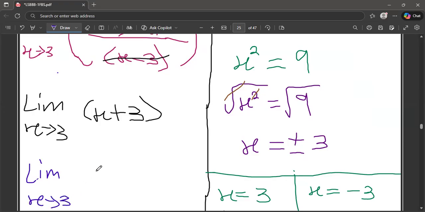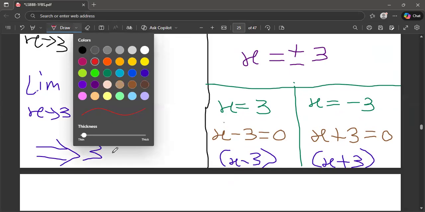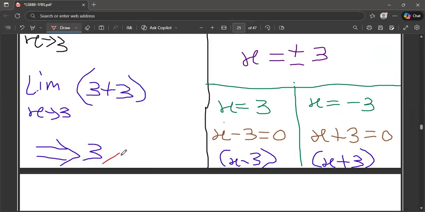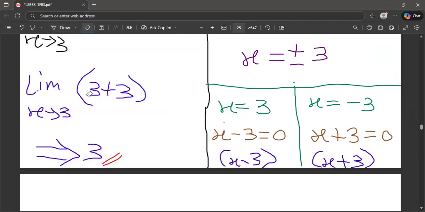Limit as x approaches 3 of x plus 3 is going to give us 3 plus 3. What is the answer going to be? 6. Thank you very much. So finally, you see that our answer is equal to 6, and this is our recommended answer for the day. It's 3 or 6? It's 6. Our recommended answer is supposed to be 6.